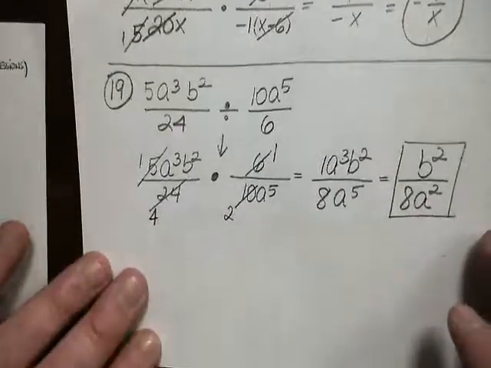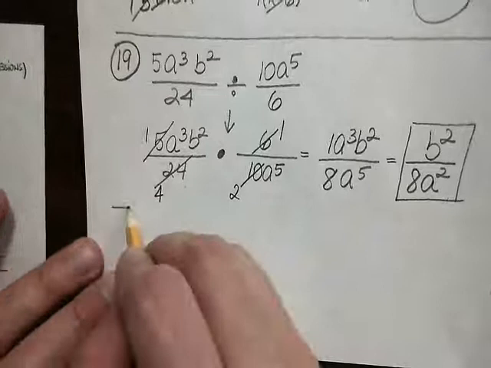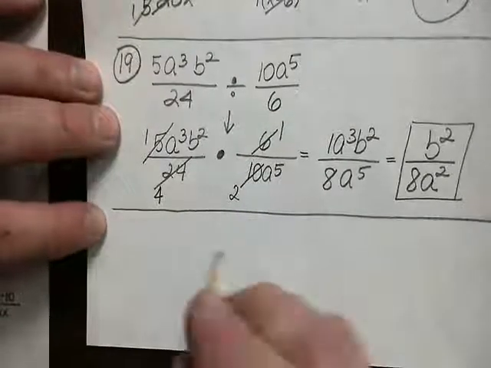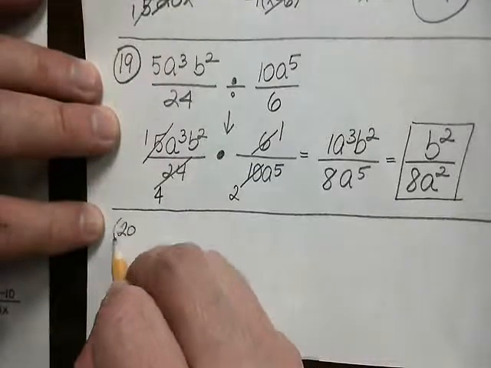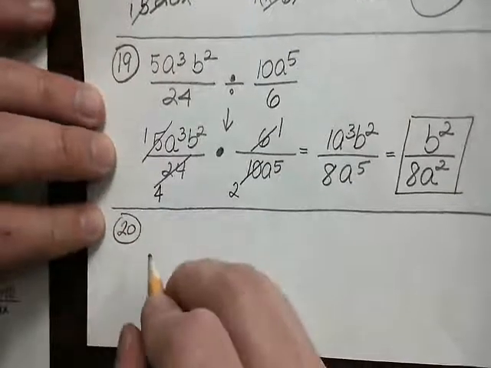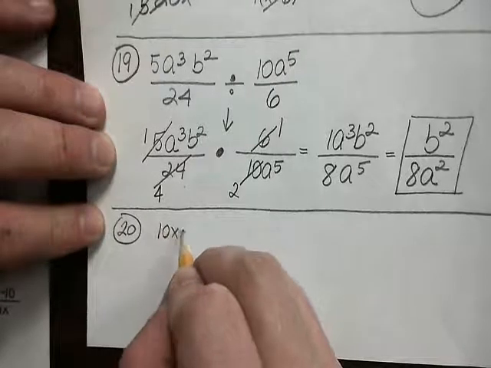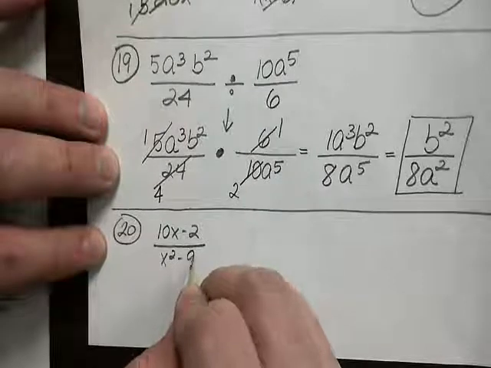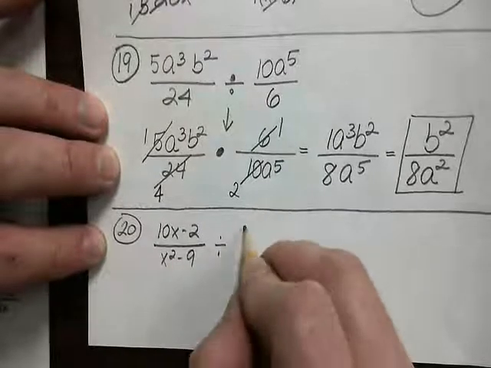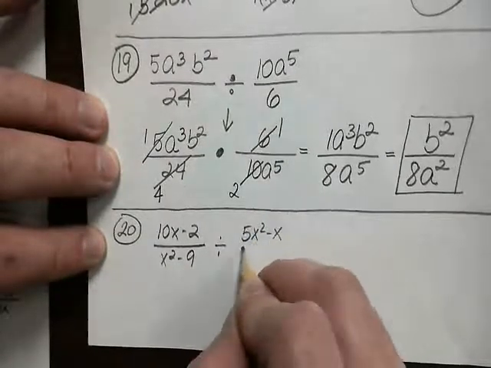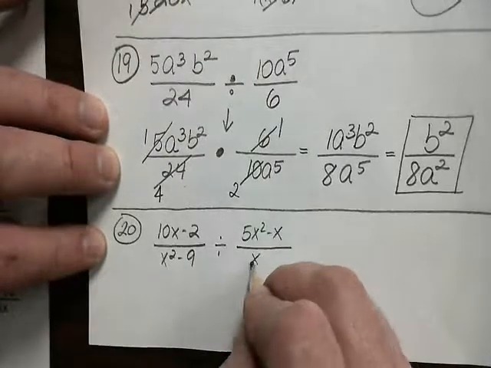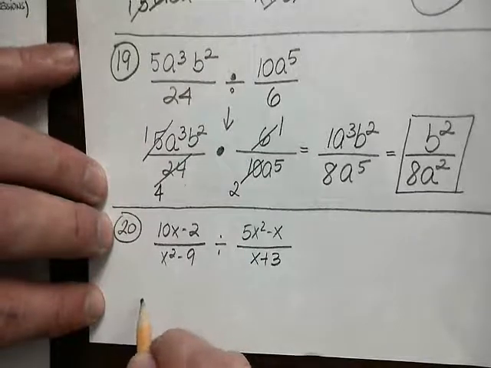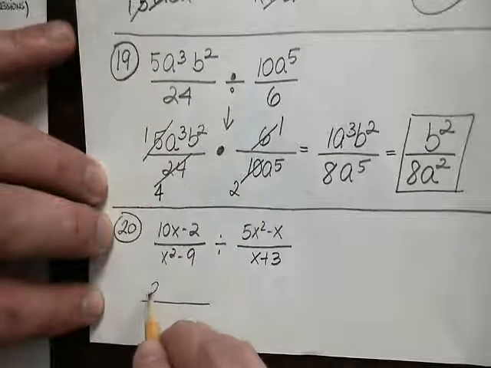Okay, let's go ahead and proceed to problem number 20. Let's see if we can do it here on this space here. We probably can. Let's see. Problem number 20 is 10x minus 2 over x squared minus 9 divided by 5x squared minus x over x plus 3.